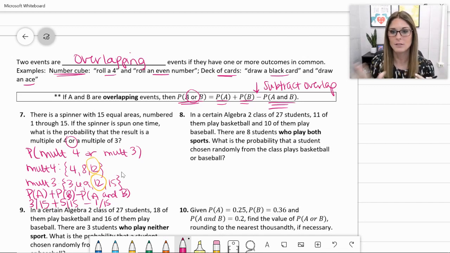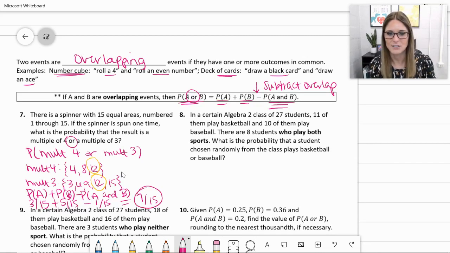So if I left it the way it was, my probability would be showing as if there was 2 12s to select. All right, so we got 3/15, 5/15. That makes 8/15 minus 1/15, 7/15. Final answer.